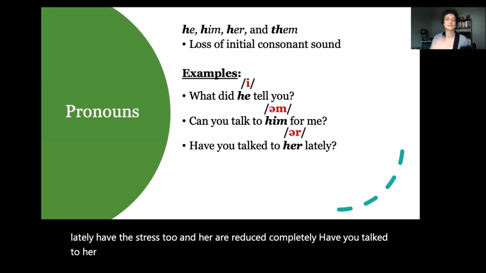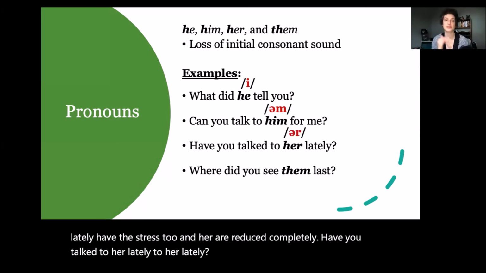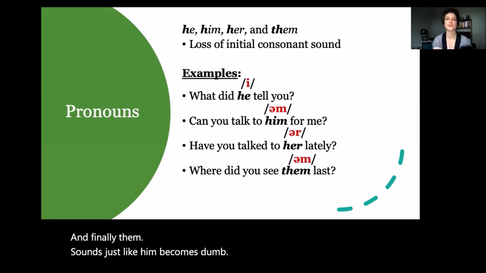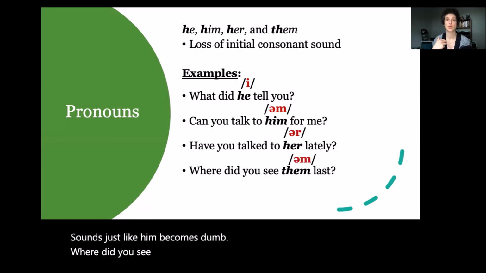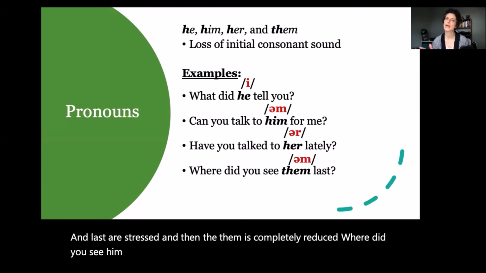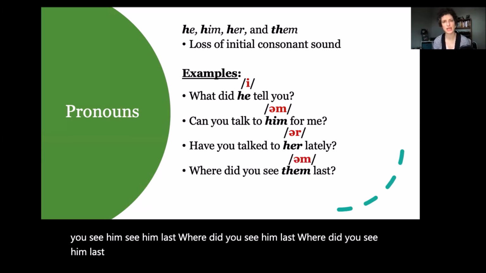And finally, "them" sounds just like "him." Where did you see them? See them. Where did you see them last? So "see" and "last" are stressed, and then the "them" is completely reduced. Where did you see them? See them last. Where did you see them last?